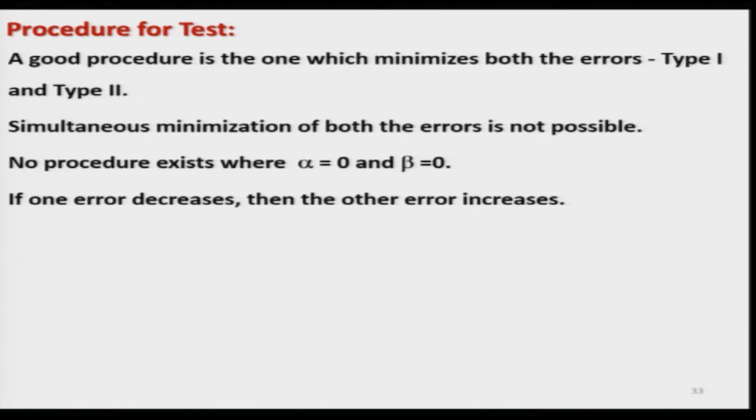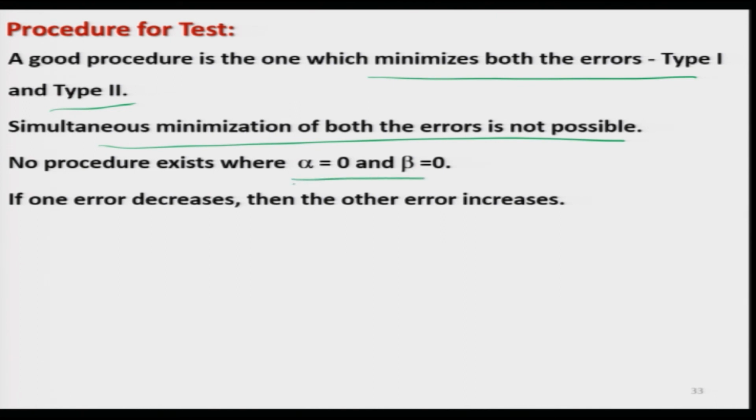Definitely, a good procedure is one that gives a decision rule which minimizes both the type 1 and type 2 errors, but simultaneous minimization of both errors is not possible. There does not exist any procedure where both alpha and beta can be equal to 0. What really happens is that if one error decreases, the other increases. For example, if this is my alpha and this is my beta, if I minimize alpha, then beta increases, and if I minimize beta, then alpha increases. So, simultaneous minimization so that both alpha and beta are 0 is not possible.